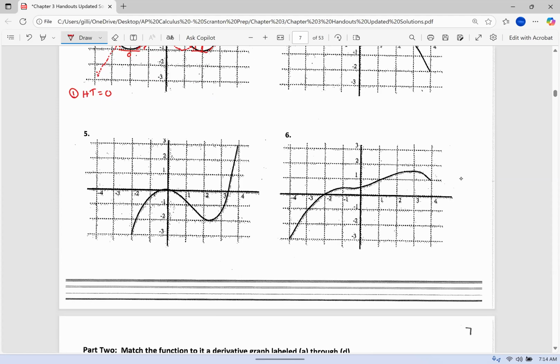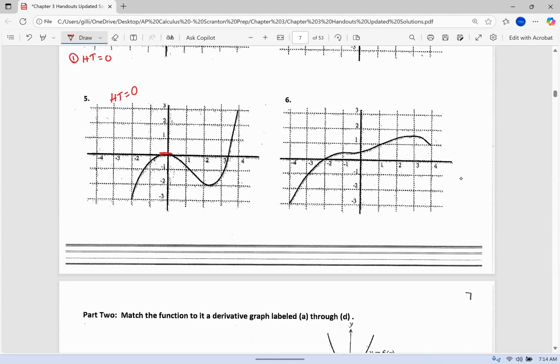Let's go down to number 5, a little more clearly drawn. So where do we have horizontal tangents? Here and here. That means my derivative is going to be 0 at those points. It's just an approximation, like maybe that's like 2 1/4. Again, are the slopes positive?